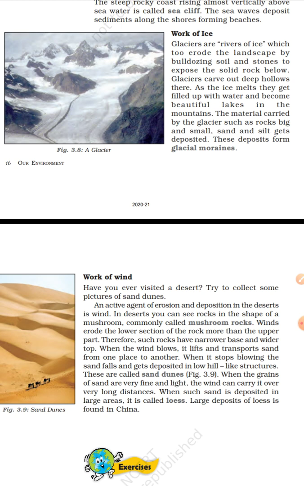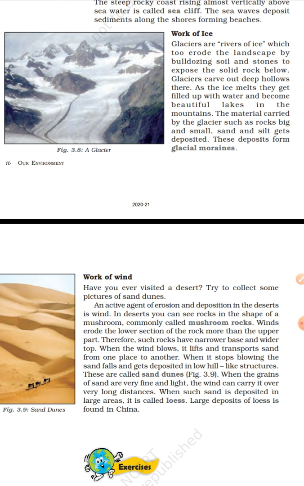When the wind blows, it lifts and transfers sand from one place to another. When it stops blowing, the sand falls and gets deposited in low hill-like structures. These are called sand dunes. And for your information, students, one can lose direction in a desert. Why? Because these sand dunes keep on moving just because of the wind. The wind can carry it over very long distances.